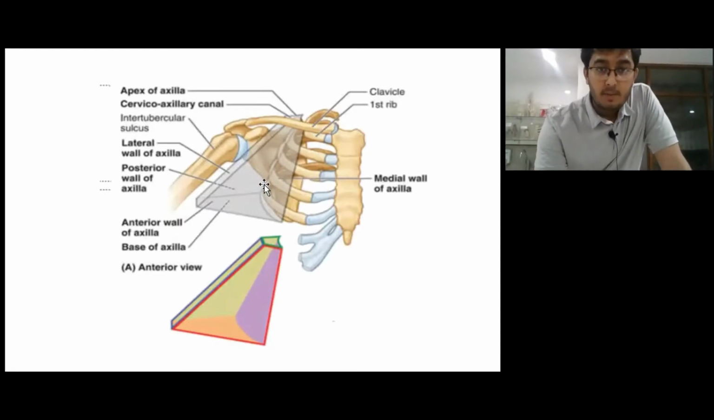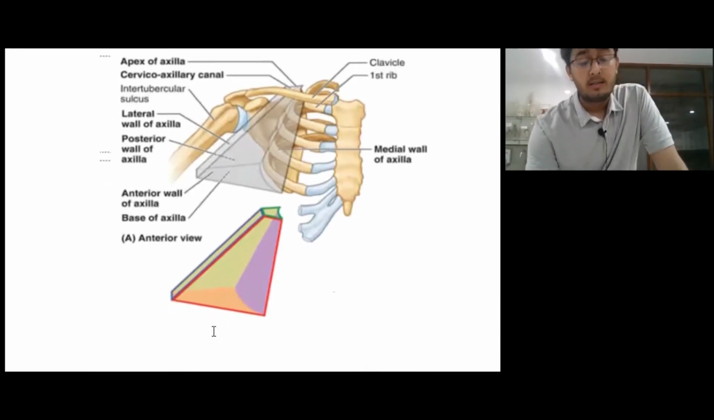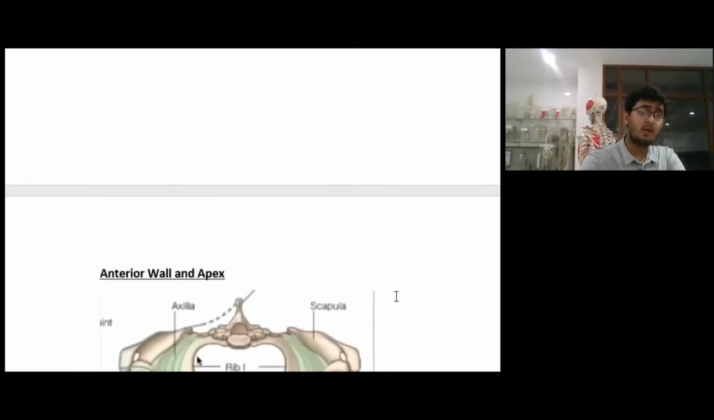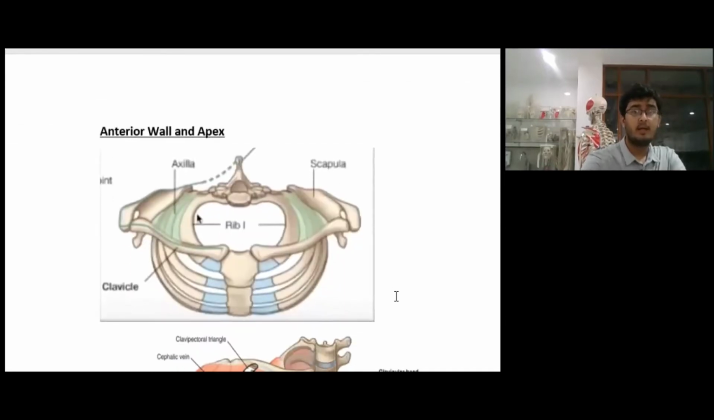It has multiple boundaries. It has the anterior surface, the posterior surface, the medial surface in purple, and the anterior surface in red outline. This is the lateral aspect of the axilla, this is the apex, and this is the base. Since we have talked about the anterior chest wall and the back muscles, it will be really easy to learn about all these boundaries. So let's talk about the anterior wall and the apex.